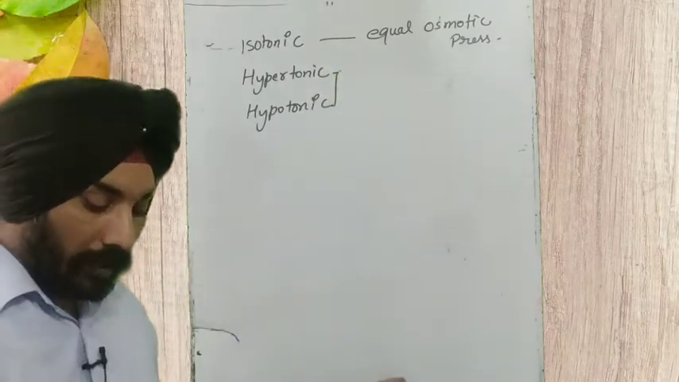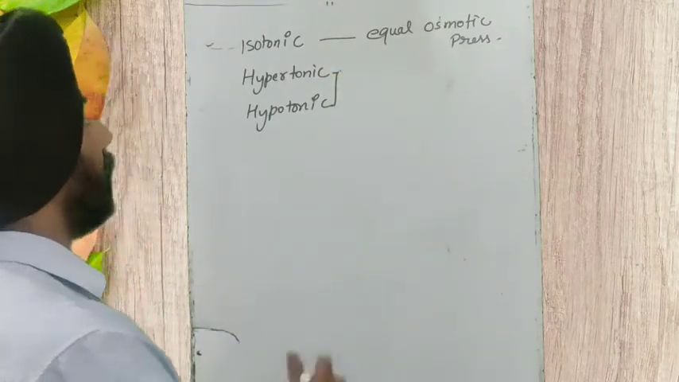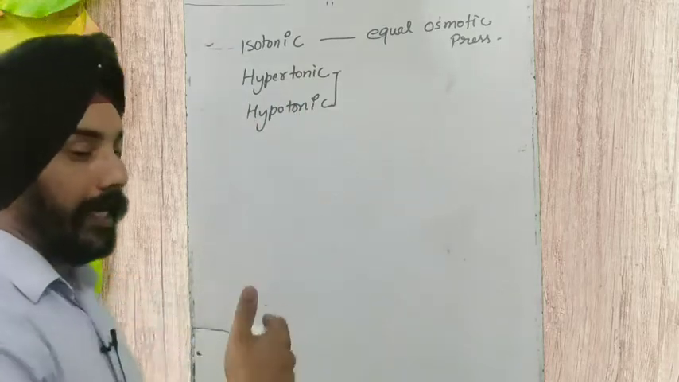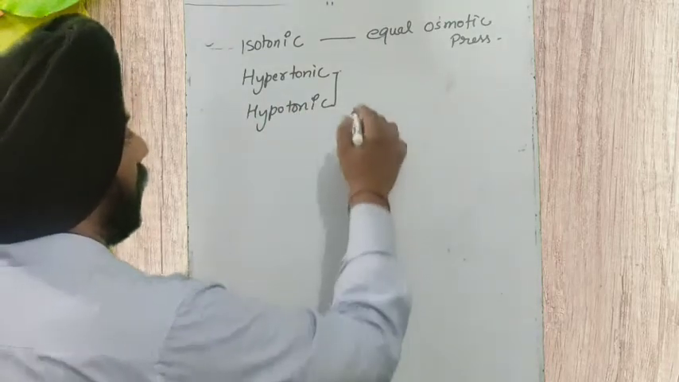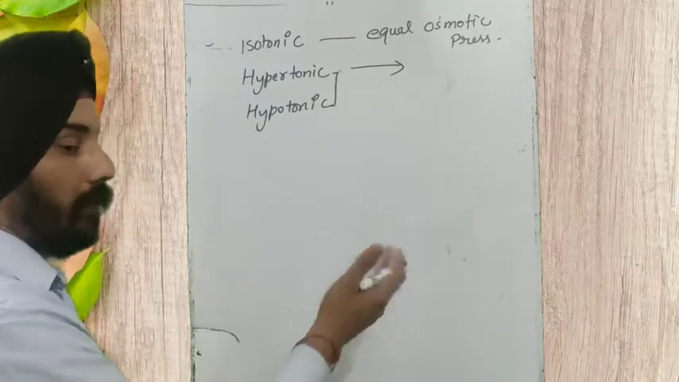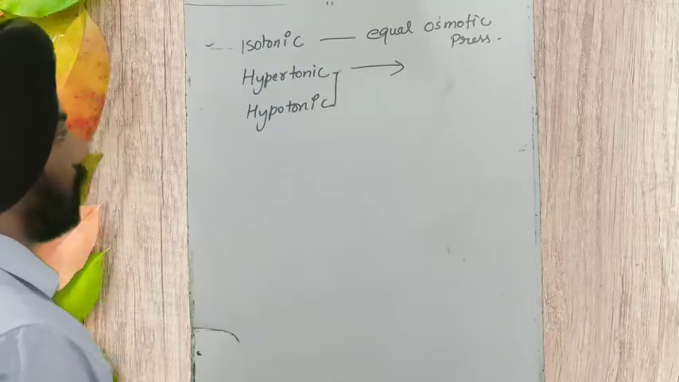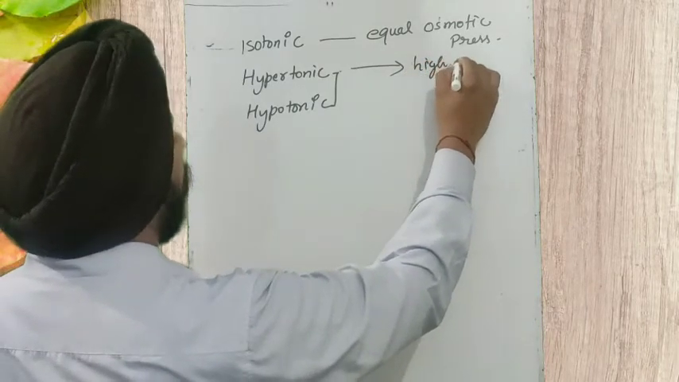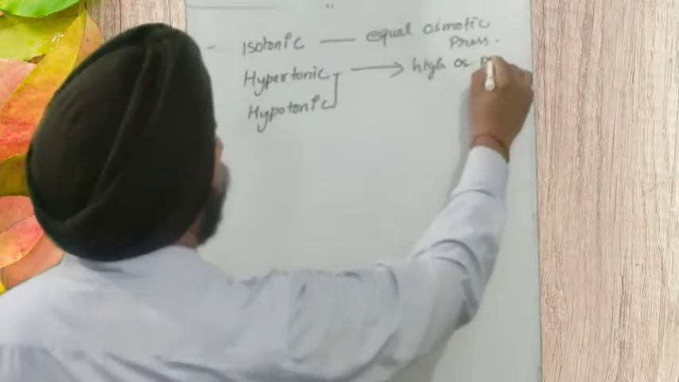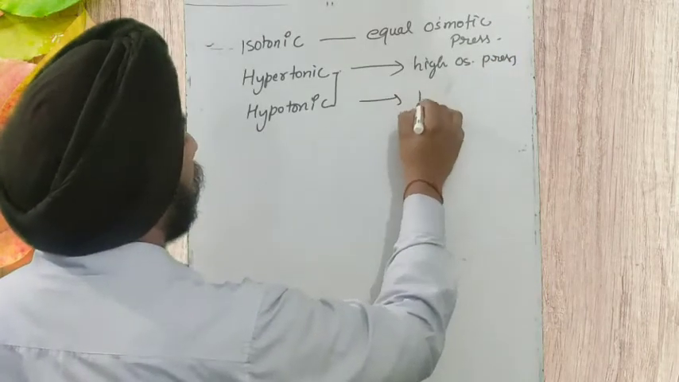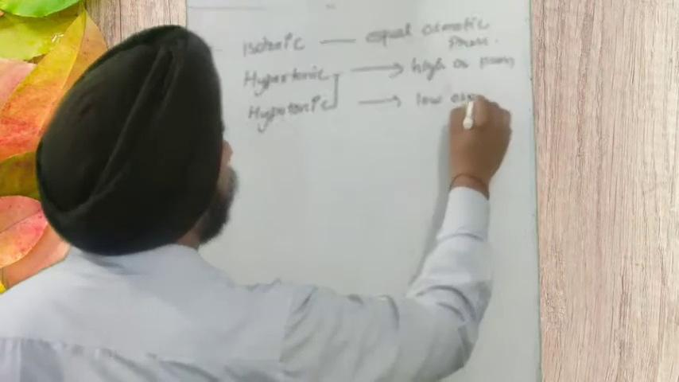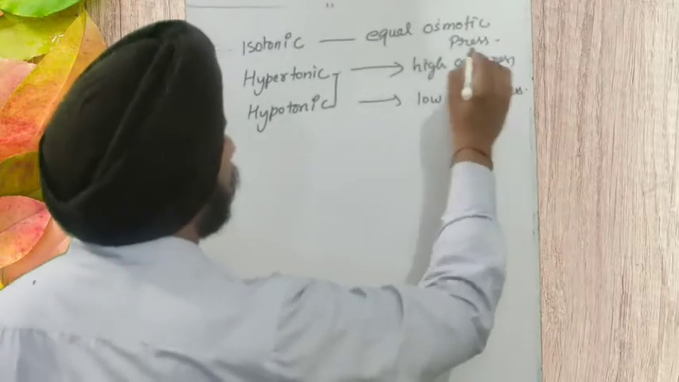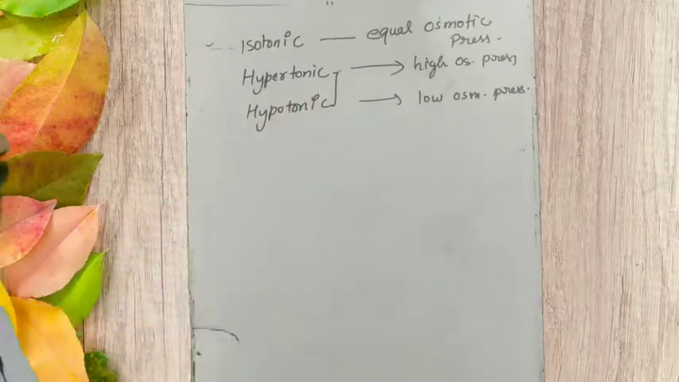Hypertonic and hypotonic are two solutions kept in contact with each other. The one with higher osmotic pressure is called hypertonic, and the one with lower osmotic pressure is called hypotonic. So hypotonic means low osmotic pressure and hypertonic means high osmotic pressure. Is it clear to everybody?